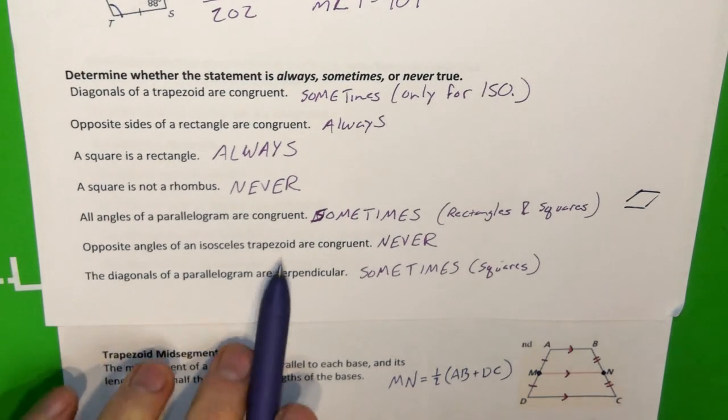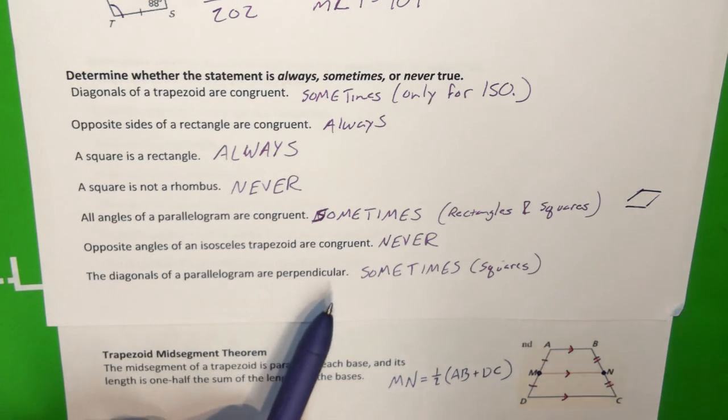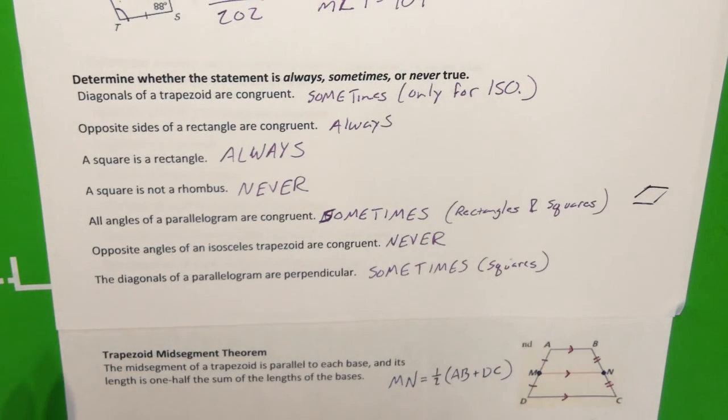Opposite angles of an isosceles trapezoid are congruent. That is never true. The base angles are congruent, but not opposite angles. Those would be consecutive angles instead. The diagonals of a parallelogram are perpendicular, and that is sometimes true. That is going to be sometimes true for a square. This is similar to what we had talked about with a kite, which is not a parallelogram at all, but that also has perpendicular diagonals.